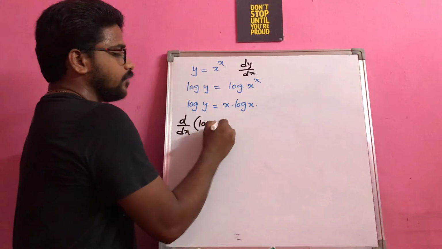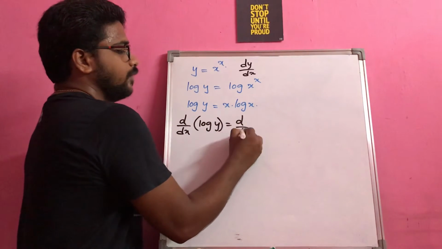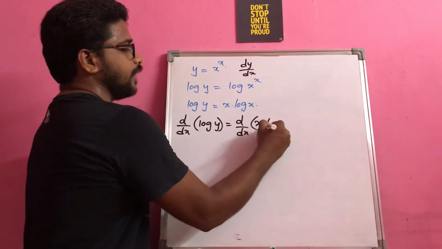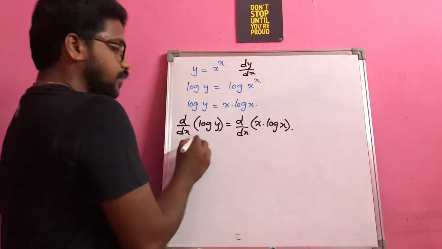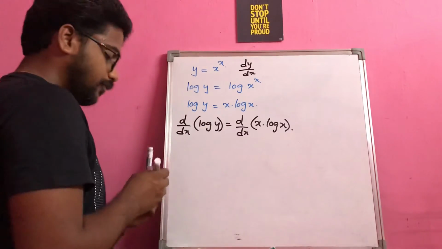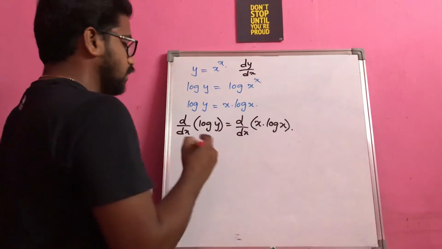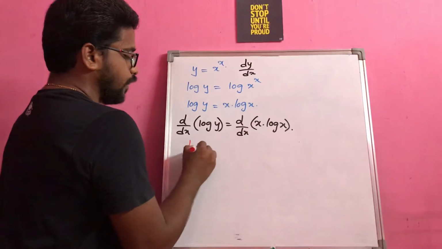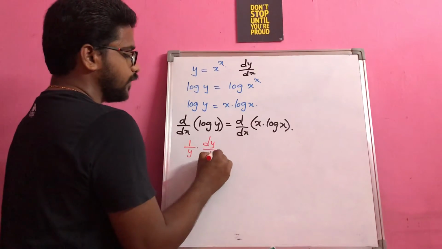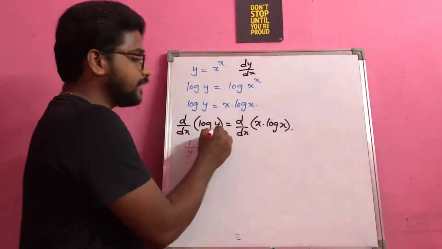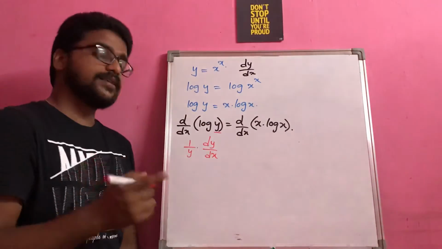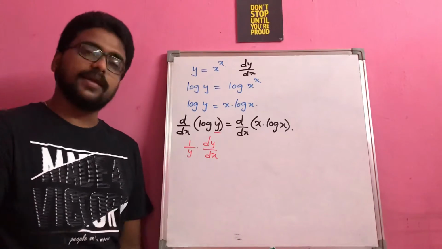d by dx of log y is equal to d by dx of x into log x. Observe here, it's a logarithm function. If you apply the differentiation for this, you will be getting 1 by y into dy by dx. Why? Because log x differentiation is 1 by x, but this is not x, so you have to go for dy by dx.